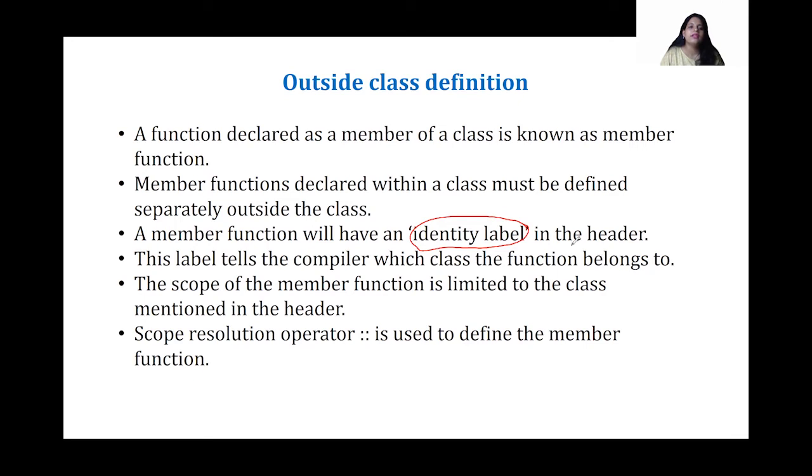So whenever we declare the function outside the class, these are the rules we need to follow, right? The scope of the member function is limited to the class mentioned in the header. That means that function can only be accessed by that particular class whose name has been mentioned in the header of that particular function. So when we see an example, it's going to be clear. And this is very important.